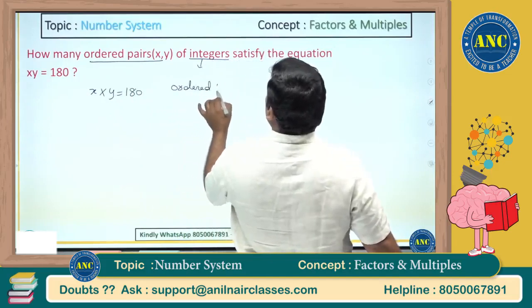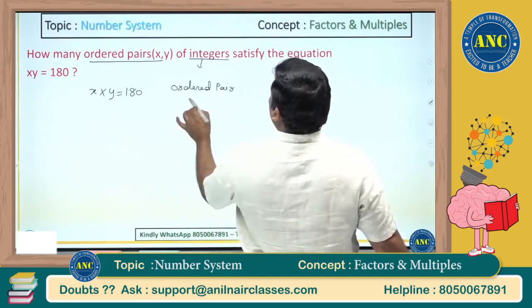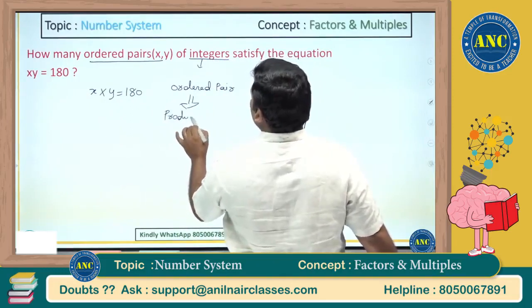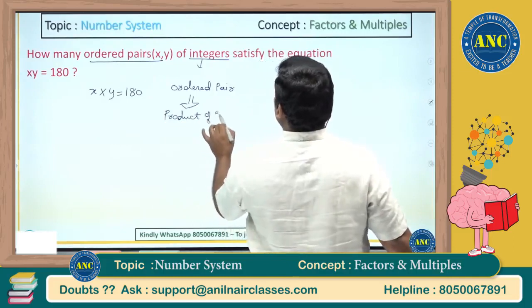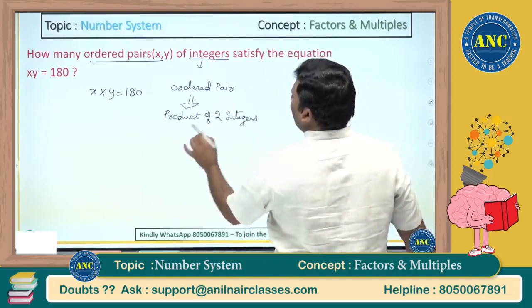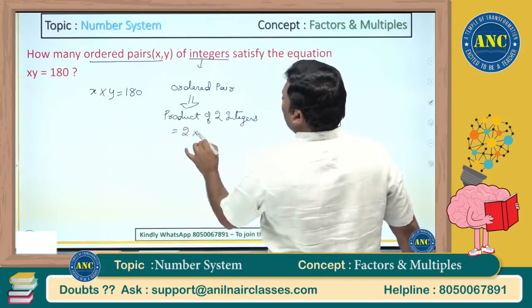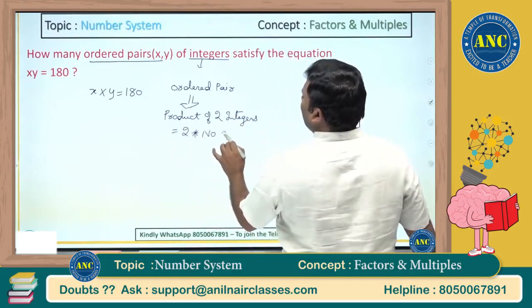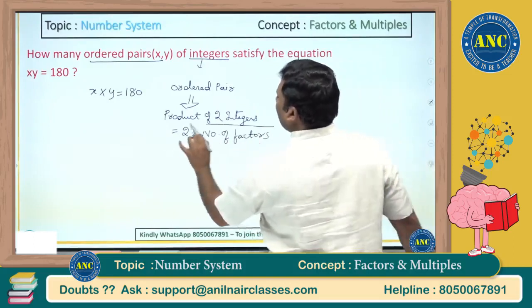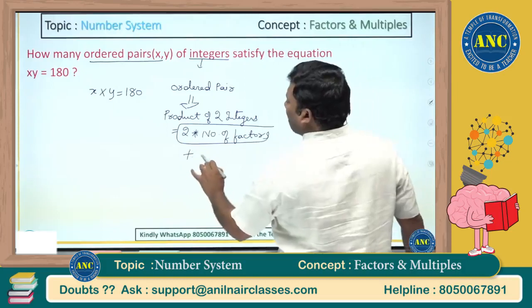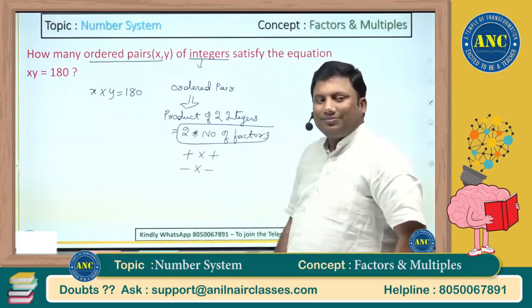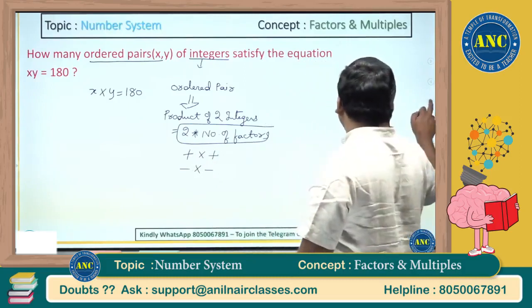In an ordered pair, if it is a product of two integers, integer means it can be positive into positive or negative into negative. Product of two integers, as we already discussed in the second slide, is equivalent to 2 times the number of factors. Positive into positive and negative into negative.